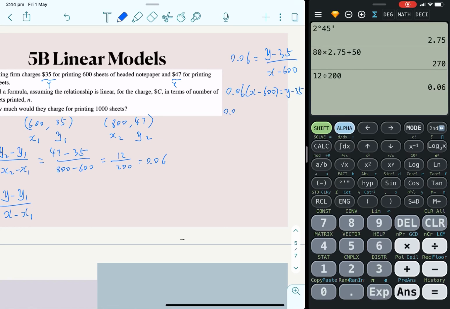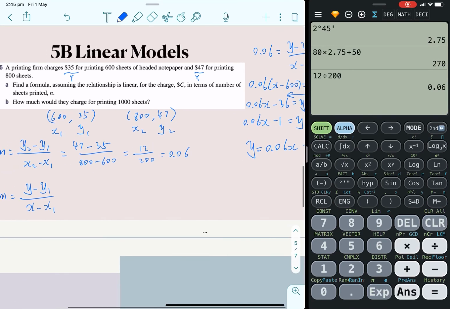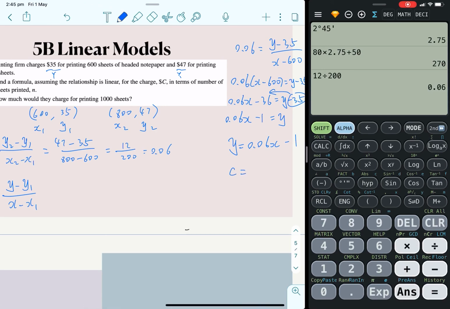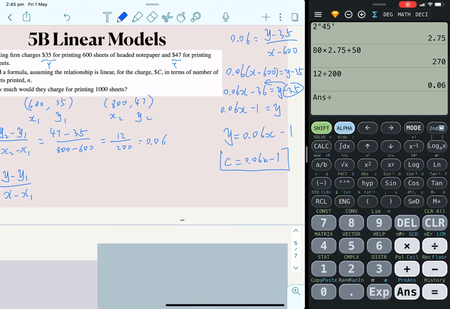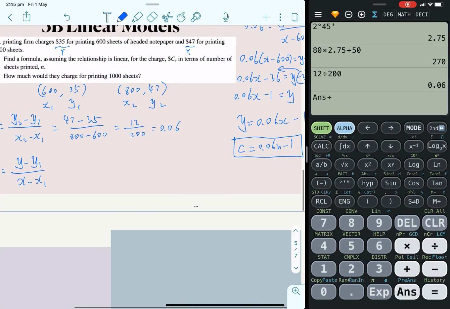So 0.06 times x minus 600 equals y minus 35. Times both in, you got 0.06x minus 36 equals y minus 35. We want y by itself, so you move these to the other side. So you got 0.06x minus 36 plus 35, so minus 1 equals y. So we find the equation y equals 0.06x minus 1. The y here is the cost, so C equals 0.06n minus 1, where n is the number of papers. We're just talking in their language here, so this is a.